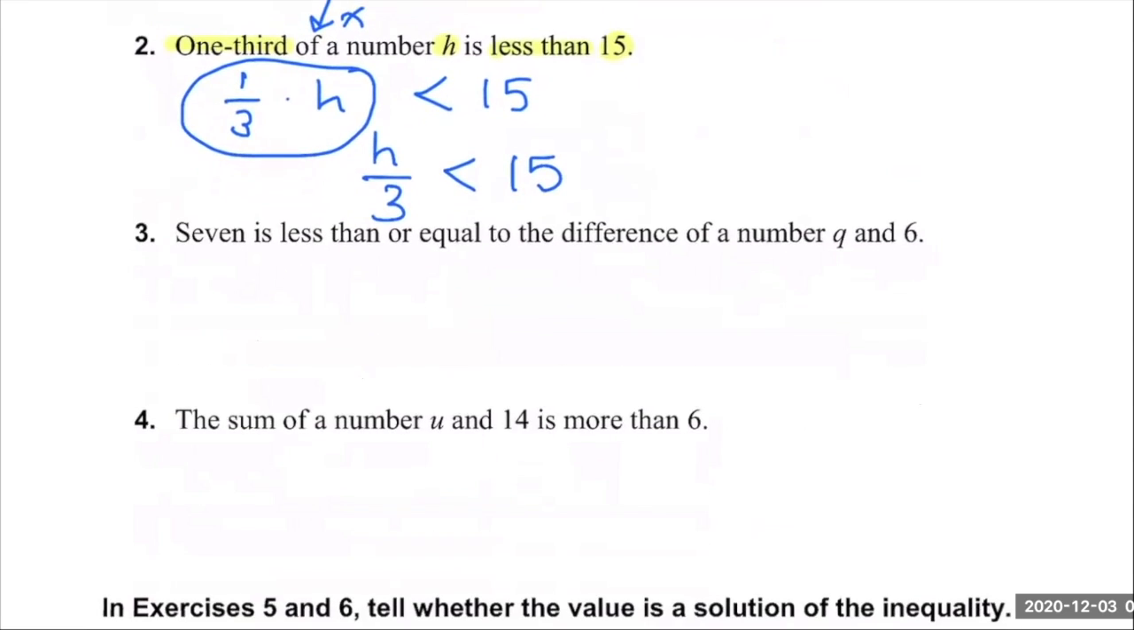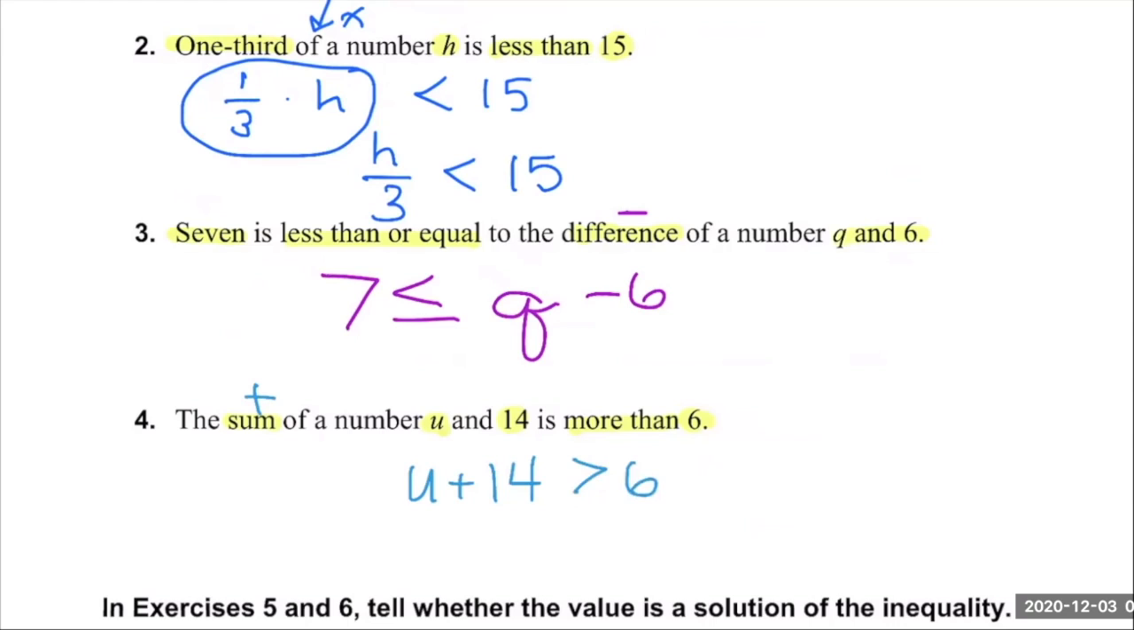So pause here for 3 and 4 and go ahead and do those ones on your own. All right, so if you pause it and you're just joining back, number 3, 7 is less than or equal to q minus 6 because the word difference means subtraction. And then on number 4, u plus 14 is greater than 6 because the sum refers to addition.